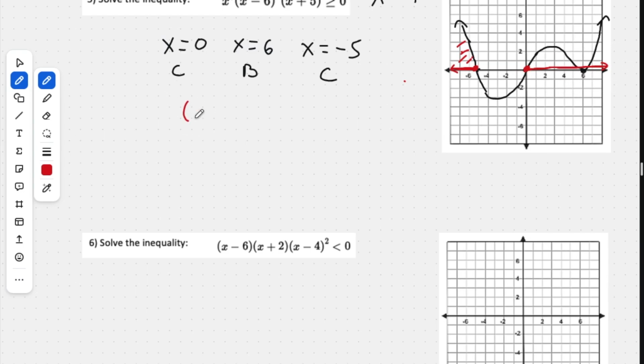So the solution set should be from -infinity up to -5. And then union, because we got that gap in there. Oops, that should be a bracket. Union, 0 to infinity.